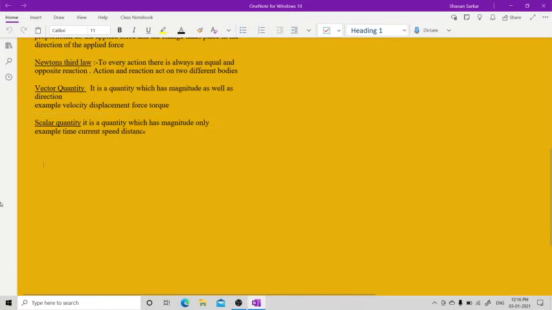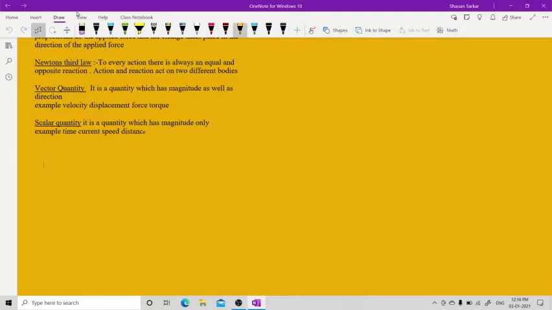Let us assume that this is a vector A. This is called the head of the vector. This is the tail. A vector is denoted like an arrow. Now, this is how a vector looks like.